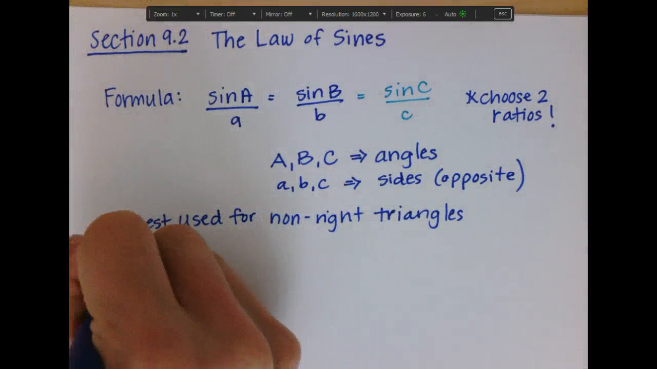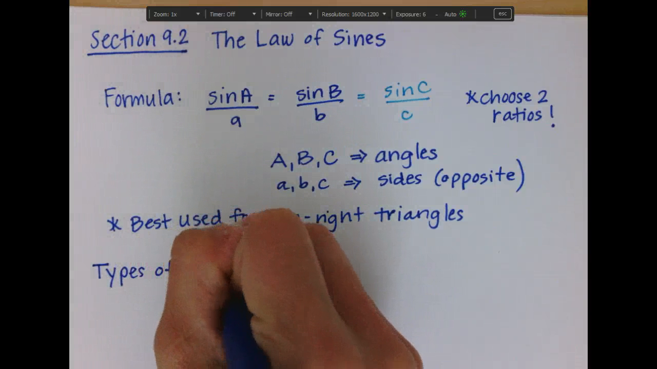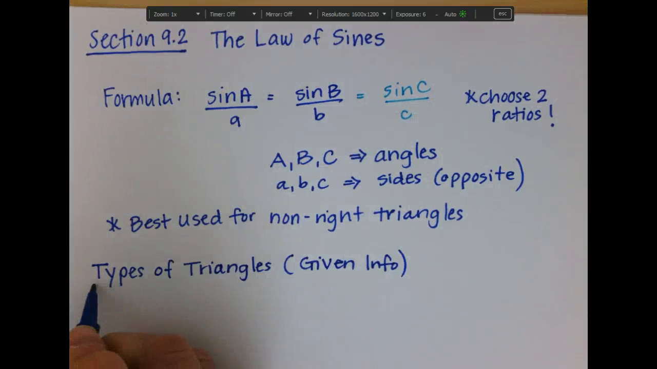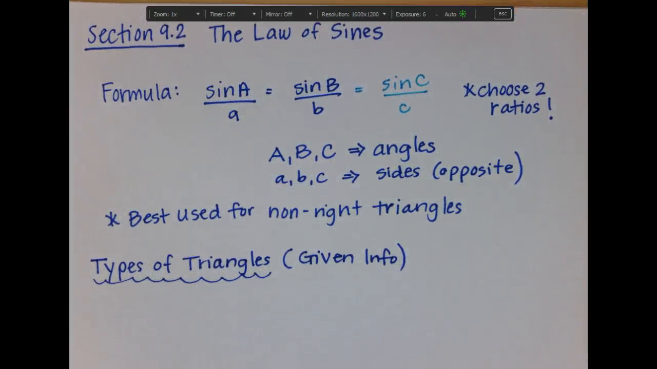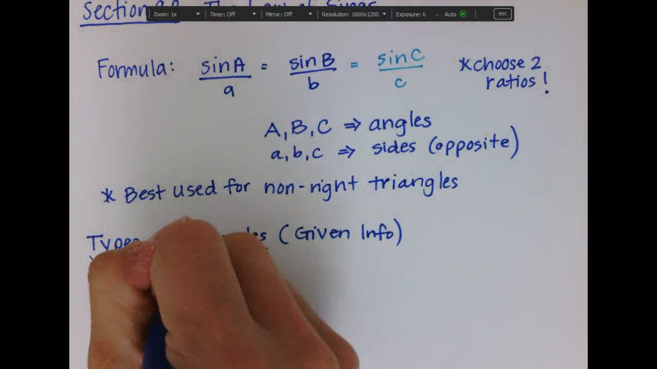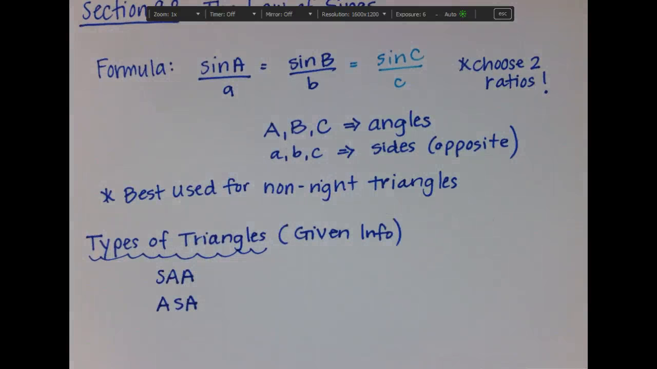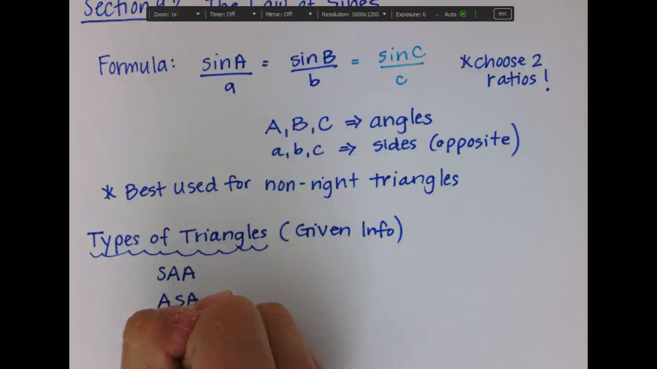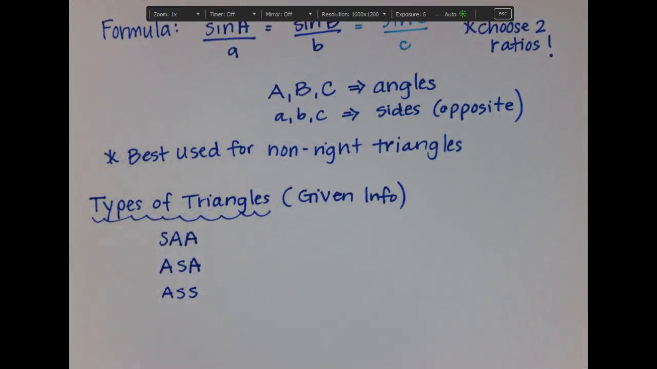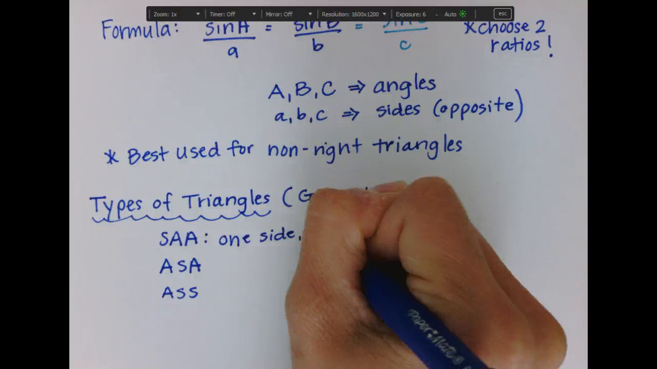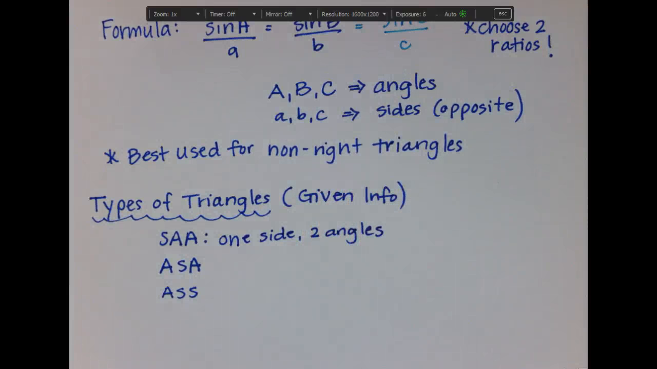Alright, so we've got some different types of triangles based on what's given. We have triangles that are called SAA, triangles that are called ASA, and triangles that are called ASS. So these three types of triangles are useful in the law of sines, or the law of sines can be applied to these three types of triangles. So basically what you have here with SAA is you have one side and two angles given.